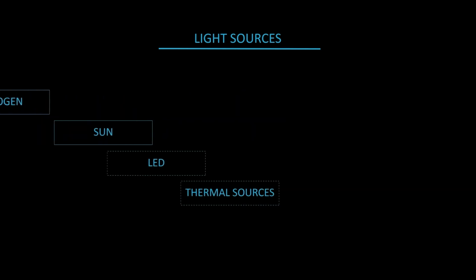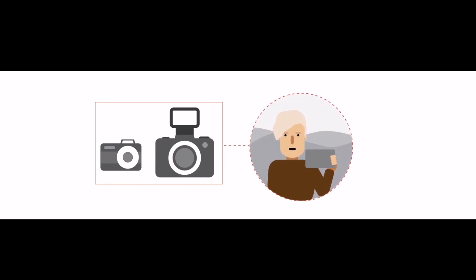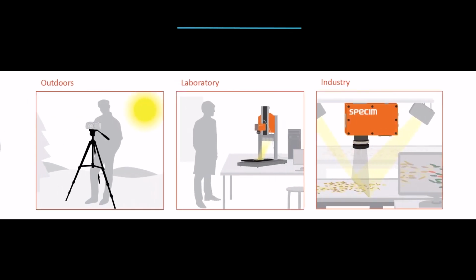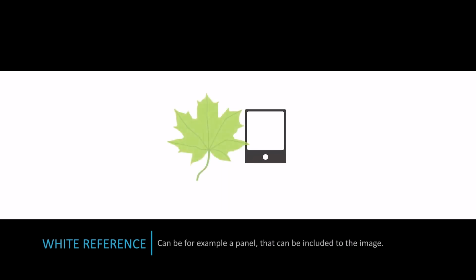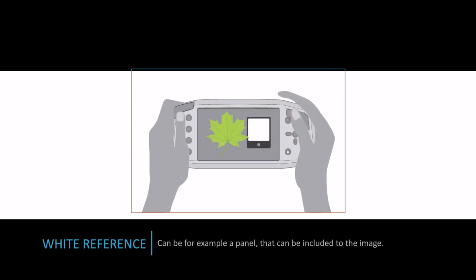In conventional digital imaging, the photographer needs to take the color balance into consideration. This is often done using a gray card. In the same way, the effect of the environment varies in hyperspectral imaging. That is why the recorded data needs to be balanced with the information from the reflectance reference, which is normally a white reference. The white reference can be, for example, a panel that is included in the image. The reflectance reference also corrects the difference in spectral response between hyperspectral cameras.